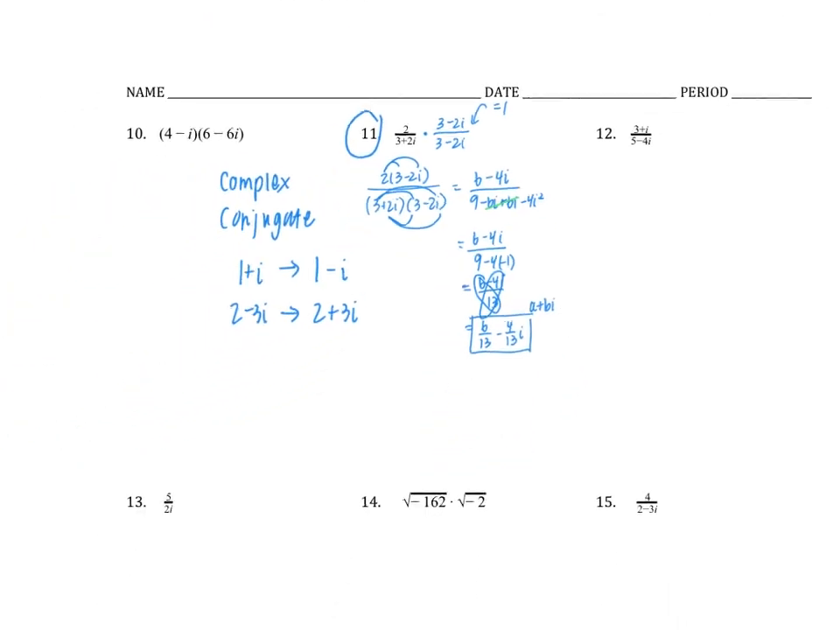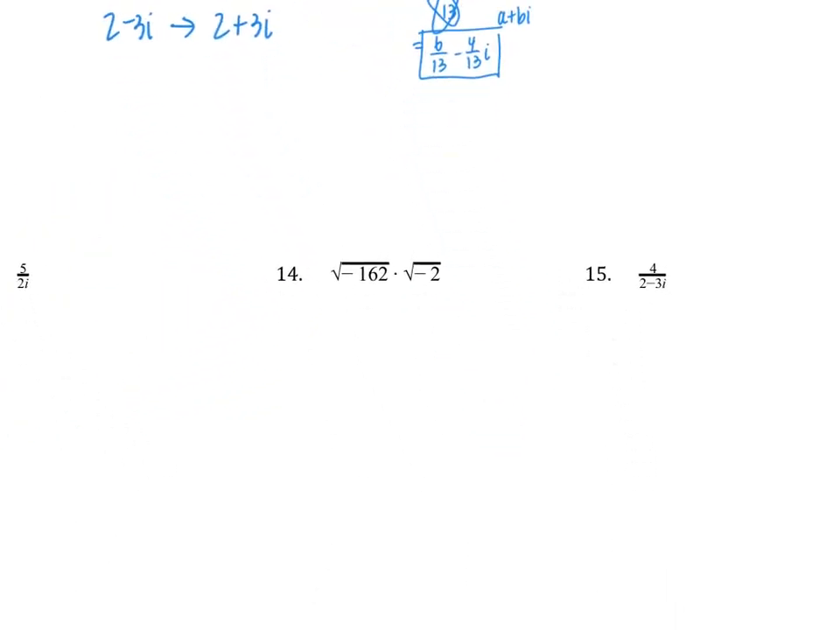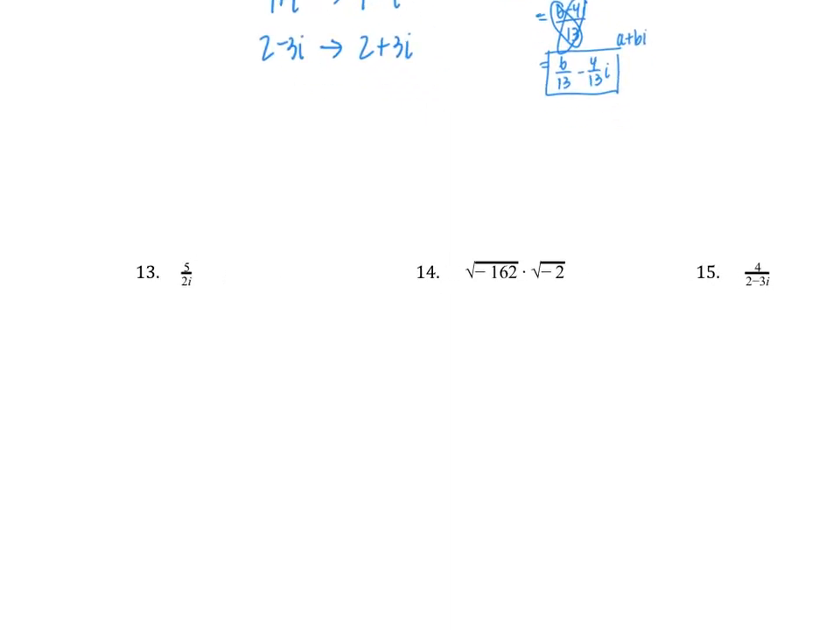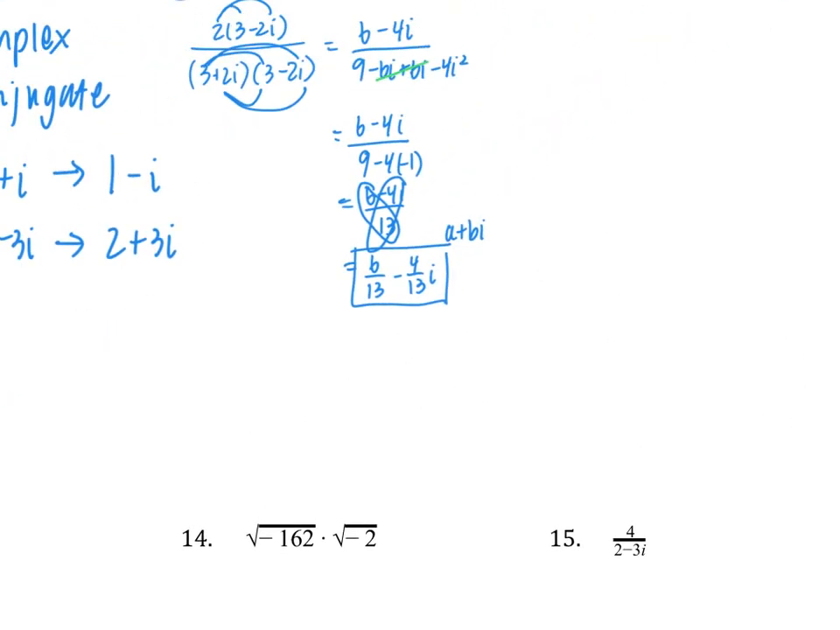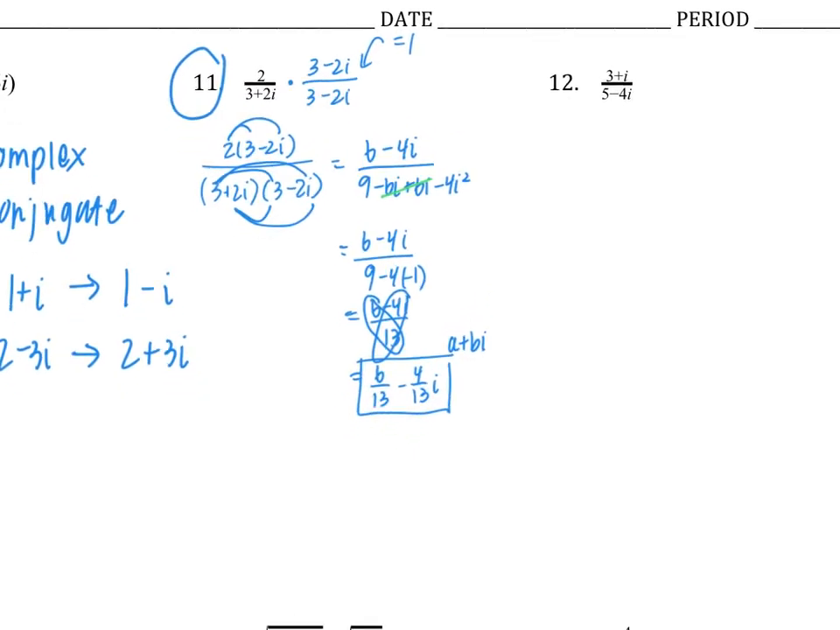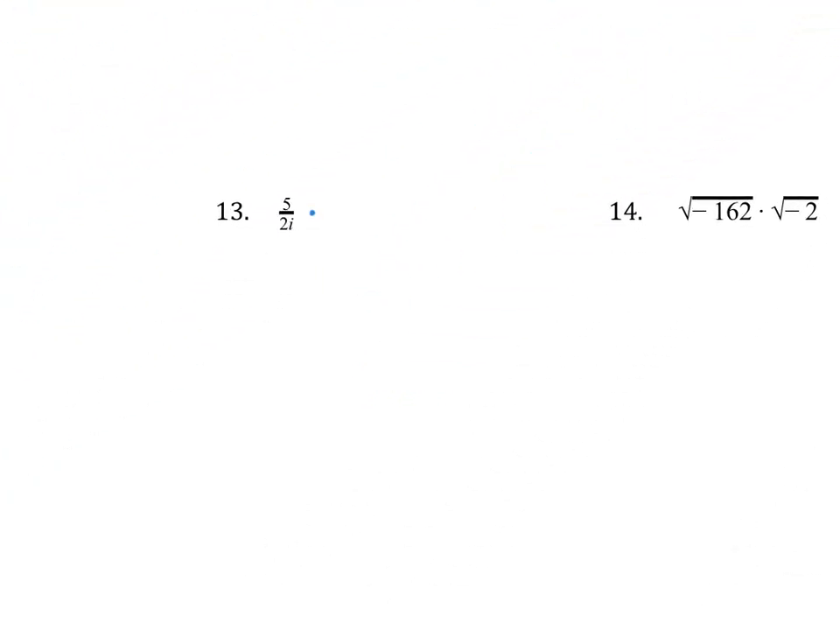The last one that I would like to go over is, well, first of all, number 13, I just want to talk through because it's really quick. When I look at this, in order to get rid of an i when there's only one term, so notice that we had 2 terms in the denominator in this last problem. Now I only have 1 term in the denominator, okay?